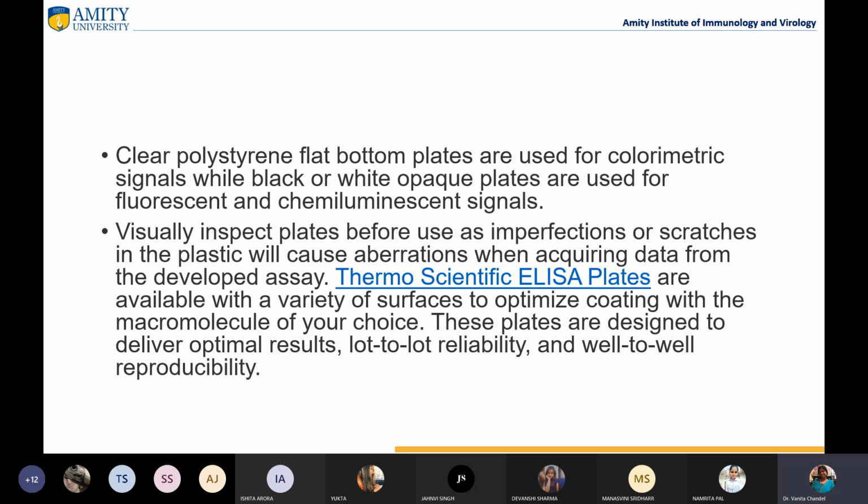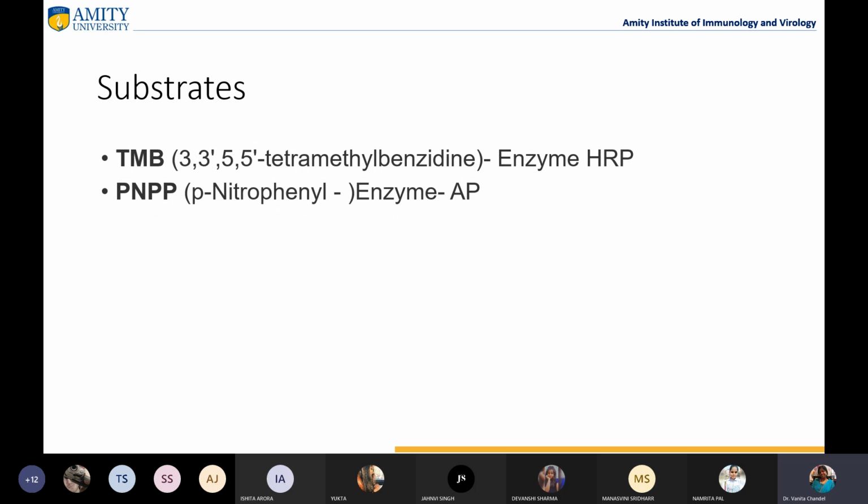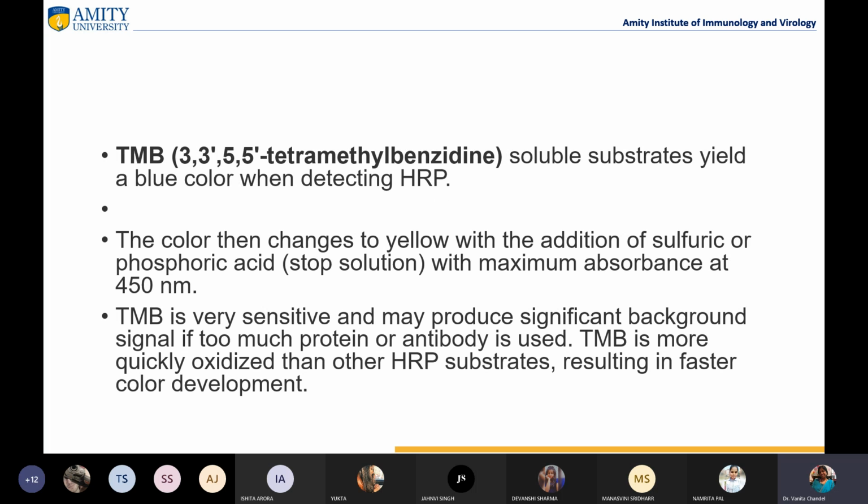Visually, this is the general practice: whenever we get such plates, we should inspect them, so that there should not be any scratch or anything inside them. That will interfere with the signals that will be produced at the end. So that should be done, right? Then substrates, as I told you: TMB, which is tetramethylbenzidine, for which the enzyme used is horseradish peroxidase, and PNPP, which is para-nitrophenyl phosphate, for which the enzyme is alkaline phosphatase. So these are the commonly used enzymes and substrates.